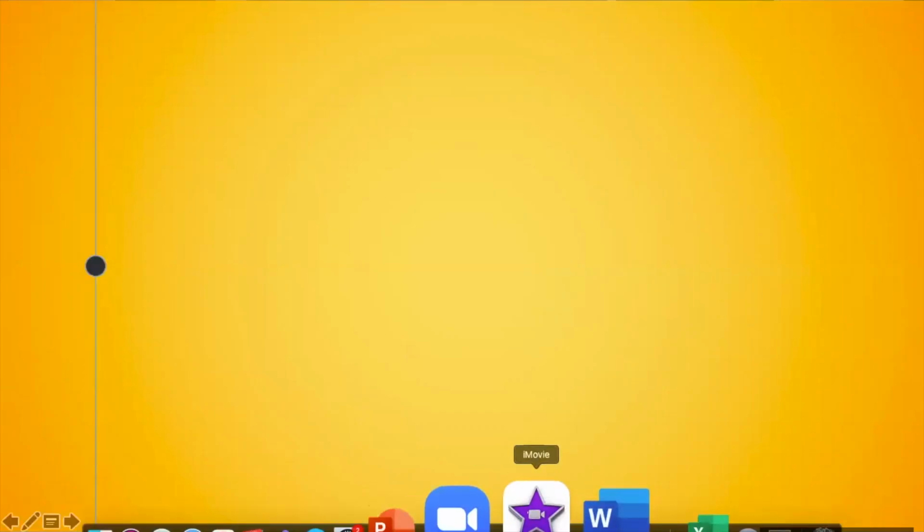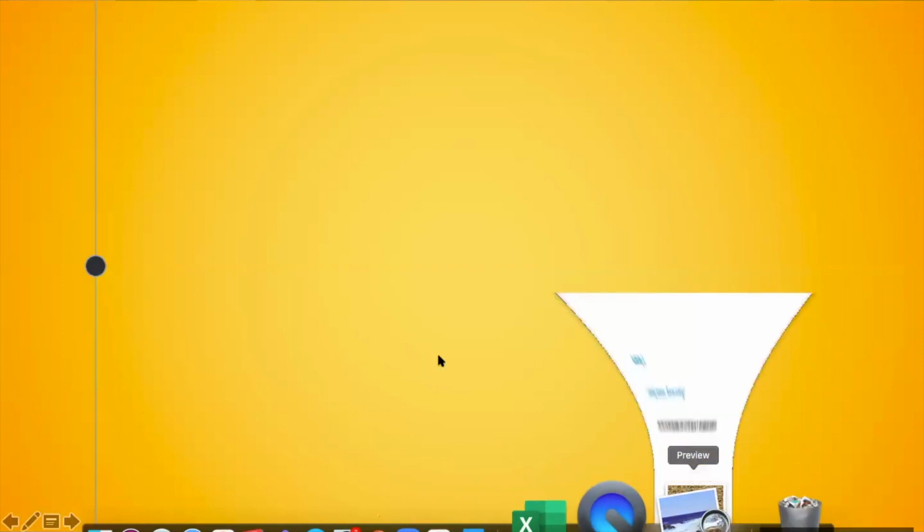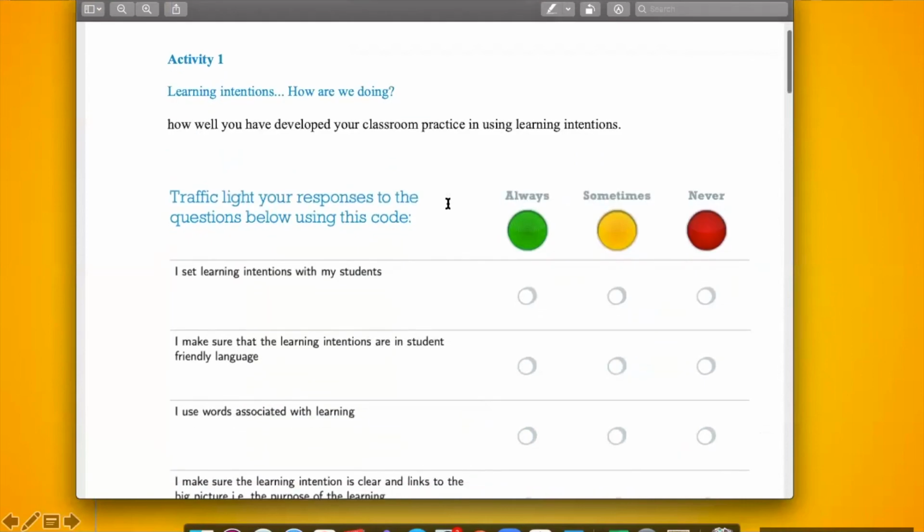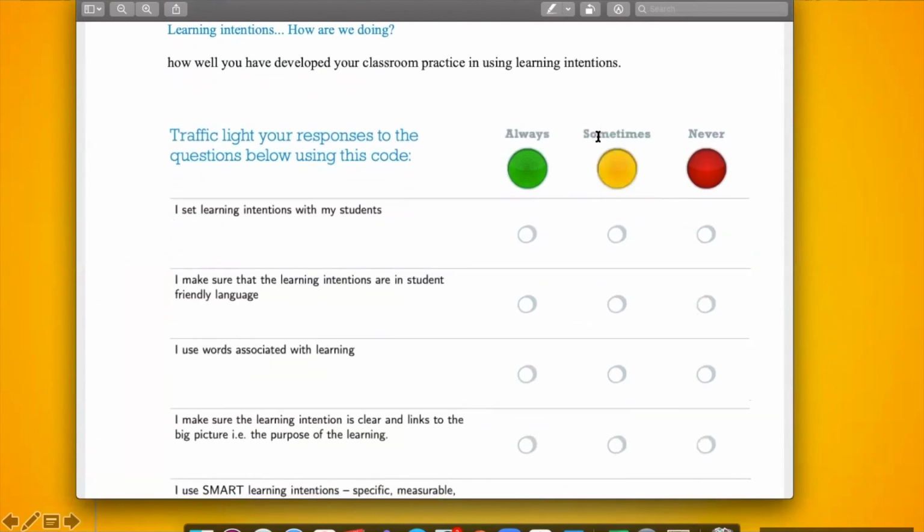Then again, let me share my screen once more. Where is that document? Again, I ask you to do this as a homework for a second. Again, the objective is to have you know what learning intentions are through actually doing it. Then again, how well you have developed your classroom practice in using learning intentions. So maybe you are using them intentionally or maybe not.